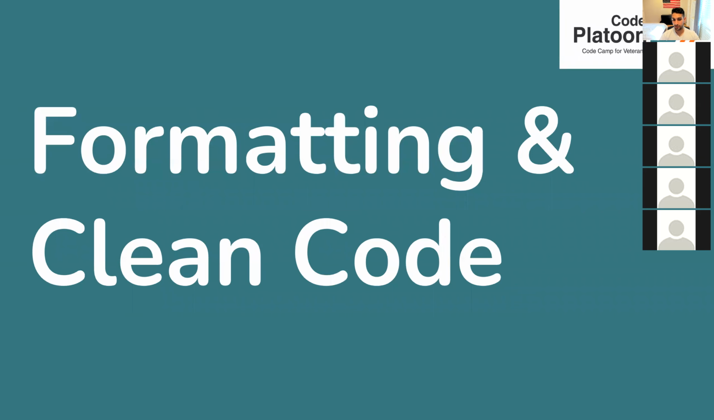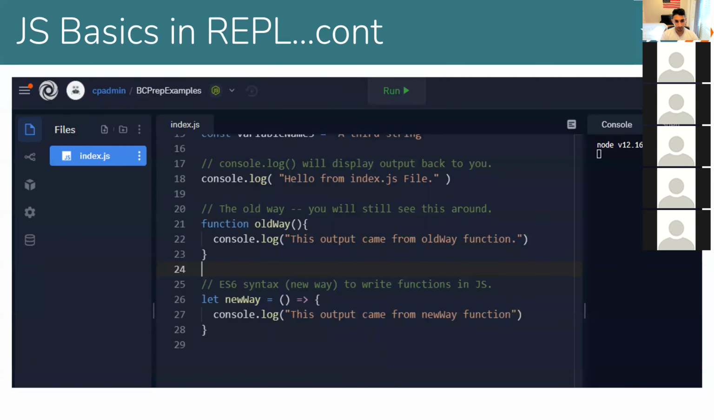Any questions regarding formatting and what constitutes clean code? I have a question. Can you give an example of the old code and the new code? The old, you're referring to function declarations or variable declarations?